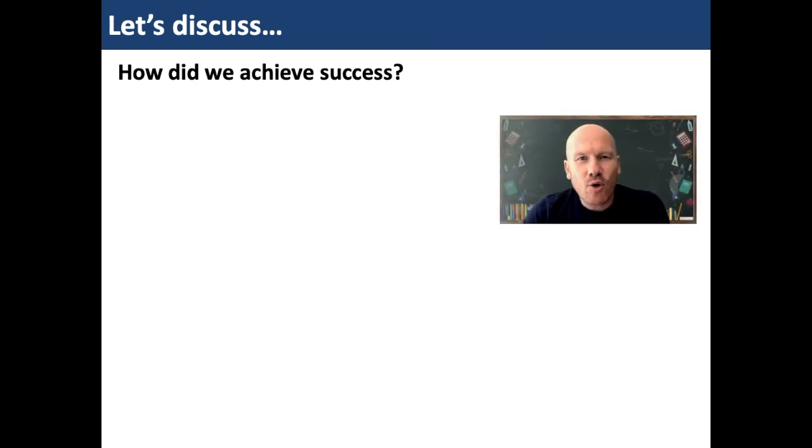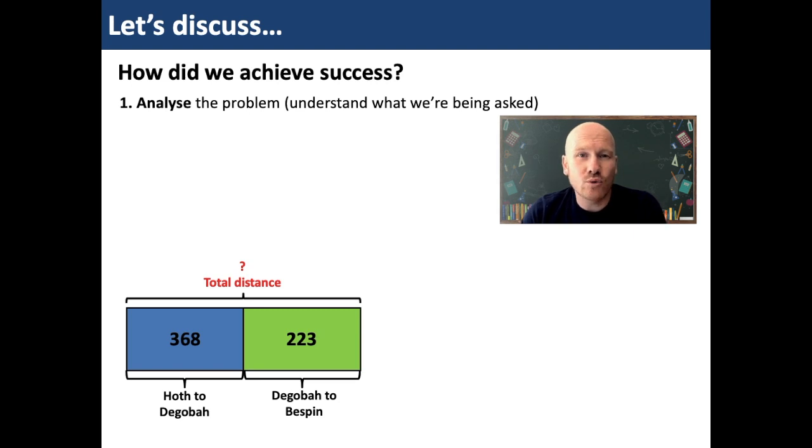When solving any problem, the first thing we need to do is analyse that problem. We need to understand what it is we're being asked in the first place. And to do that, we can use bar models to help us visualise the relationship between the numbers within the problem. So in this particular example, I really did that for you. I drew the bar where you could see that we had a part-part-whole where we knew 2 of the parts. We knew the 368 and the 223, but what we didn't know was the whole amount. We didn't know the total distance.